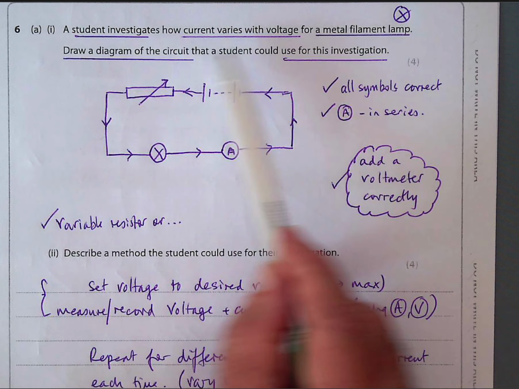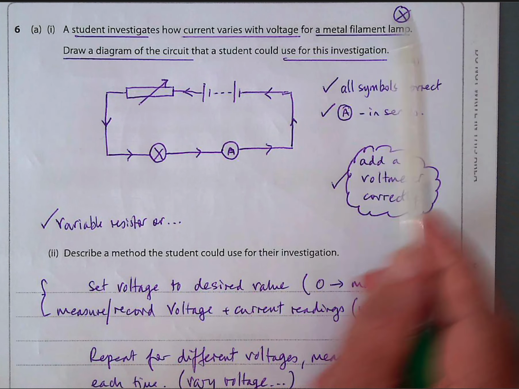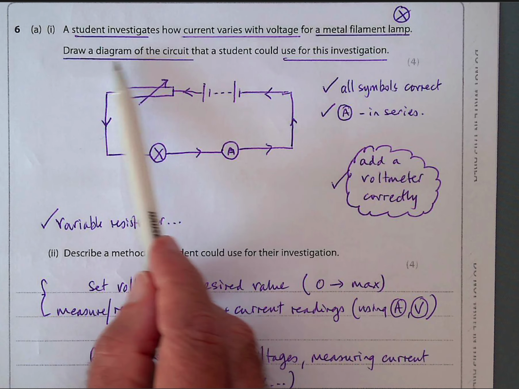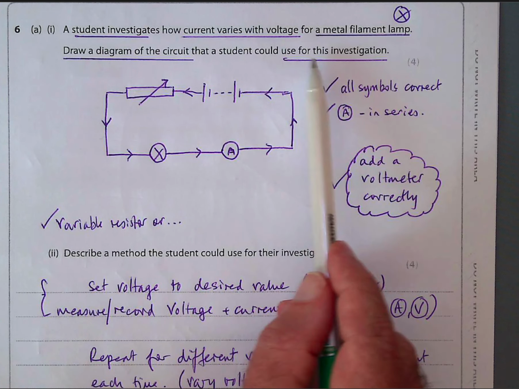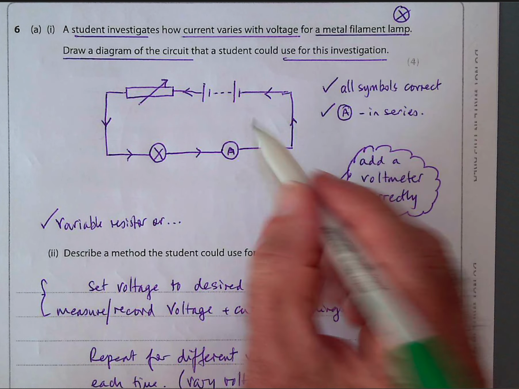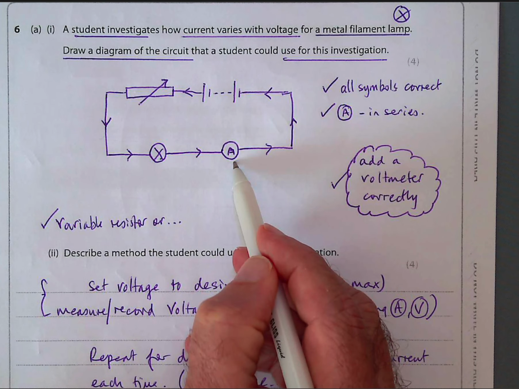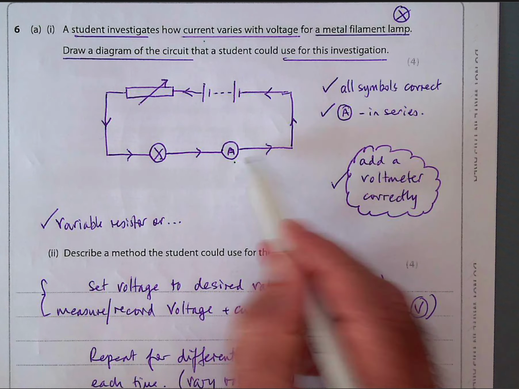Okay, so filament lamp, the symbol for a filament lamp is a circle with an X in it. So draw a circuit diagram of the circuit that the student could use for this investigation. So first of all, obviously you need to have a power supply, you need to have the lamp, you need to measure the current, and you need to measure the voltage.